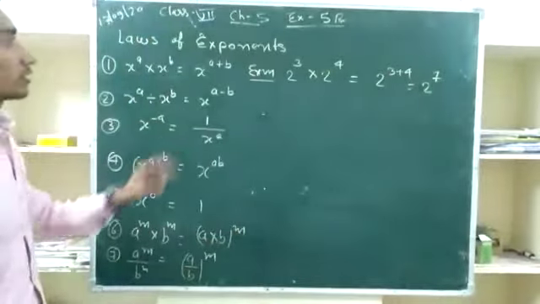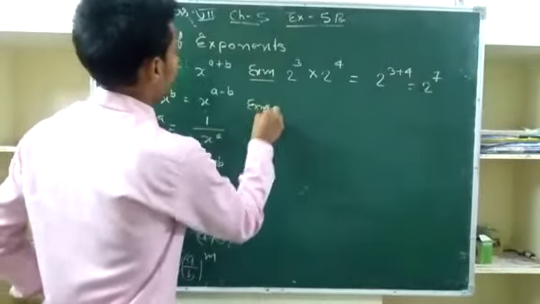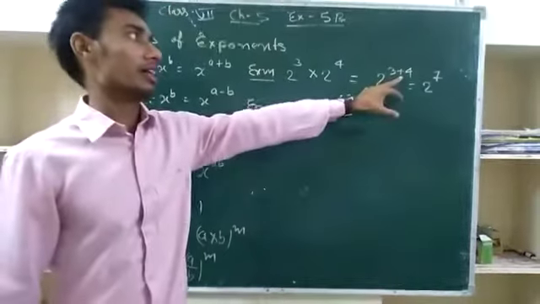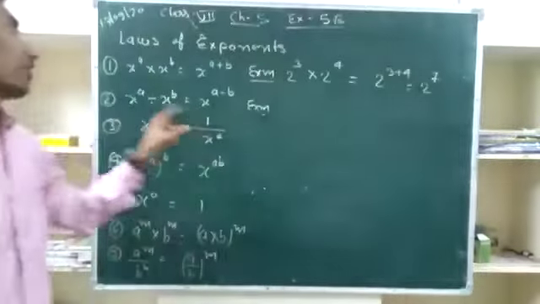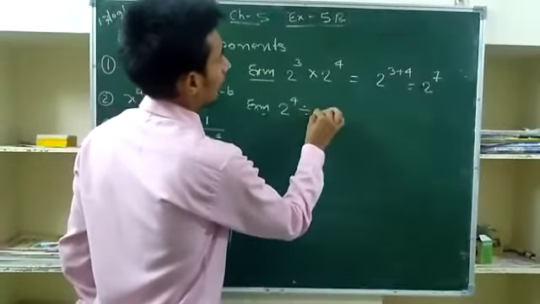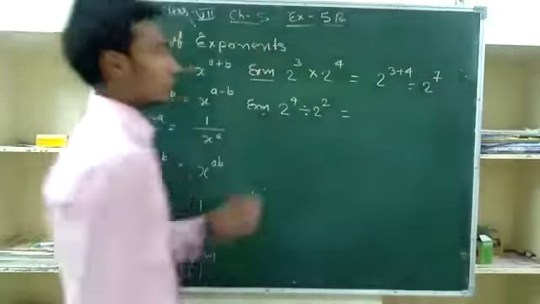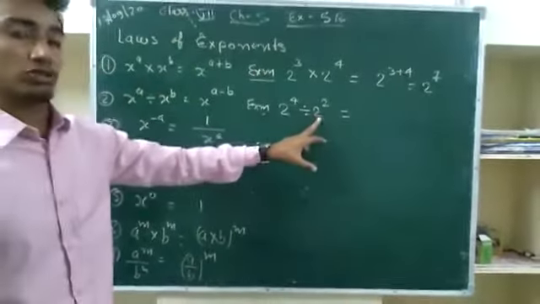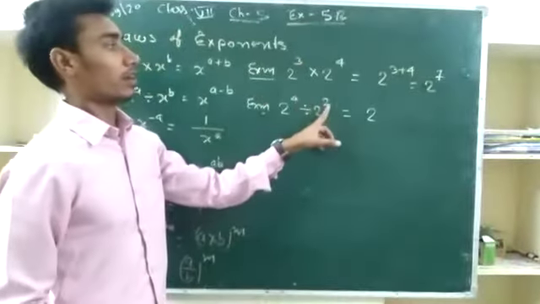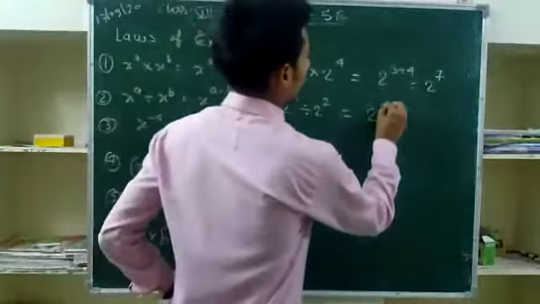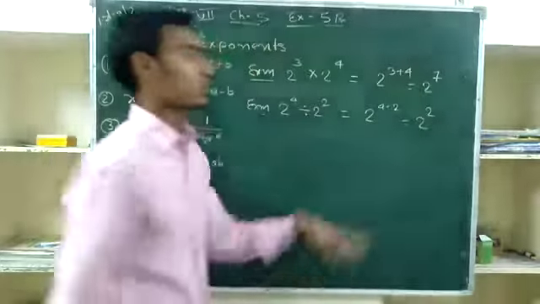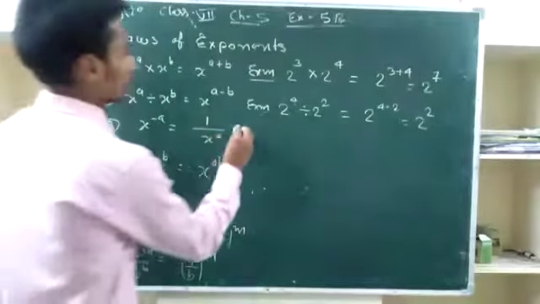Okay. Next, if multiplication is given, then we add the power and write the base. If divide is given, like 2 to the power 4 divided by 2 to the power 2, that is the question. The base should be same. Okay, base is same. So write here 2 and subtract the power. 4 minus 2 equals what? 2 to the power 2. That is the answer.